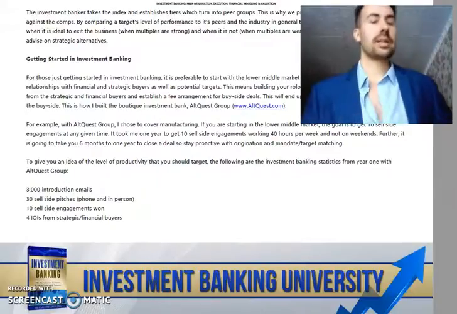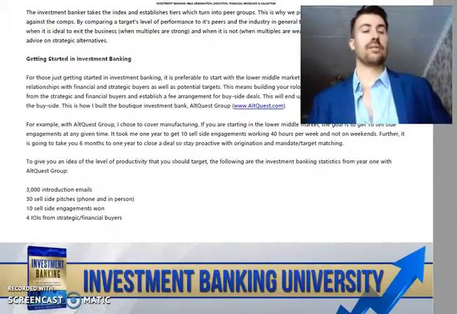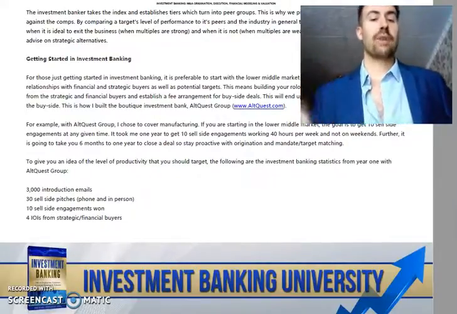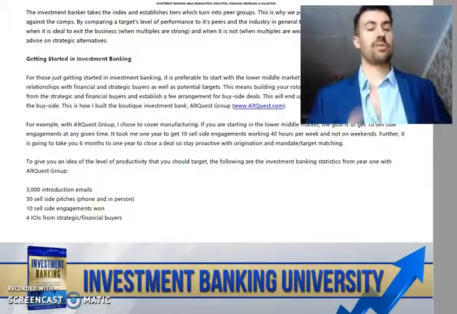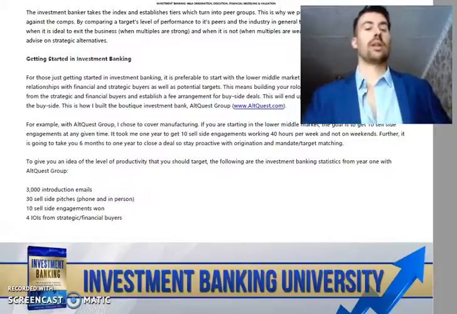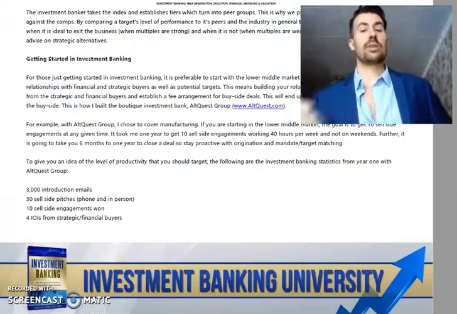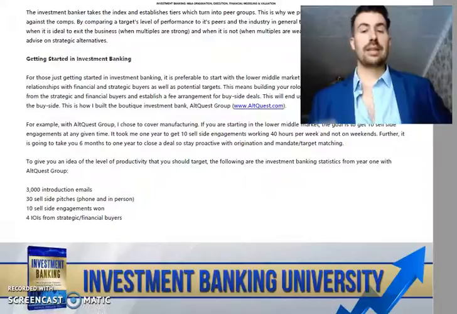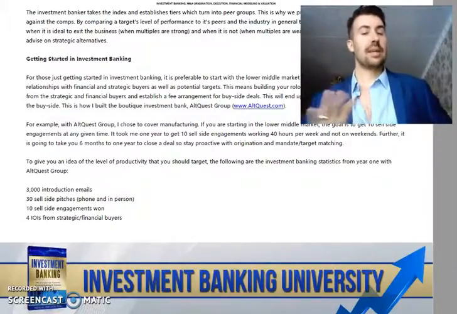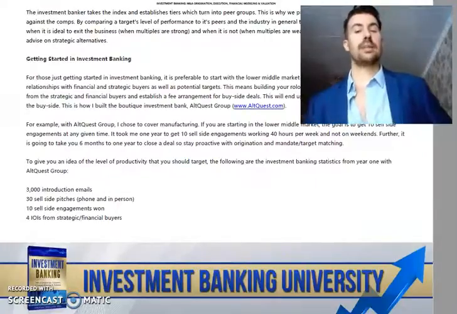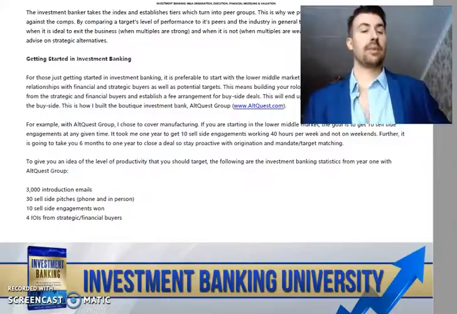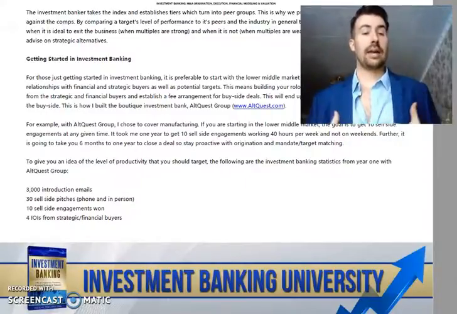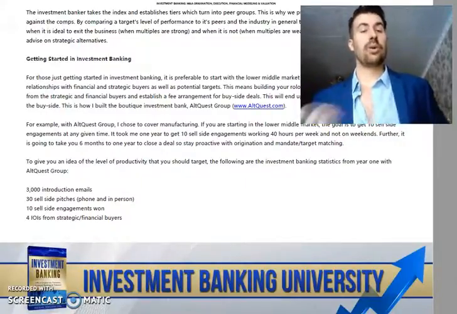So in terms of just getting started in investment banking, it's preferable to start with the lower middle market and middle market, building relationships with financial and strategic buyers as well as potential targets. This means building your Rolodex, obtaining the investment mandates from the strategic and financial buyers, and establishing a fee arrangement for buy-side deals. This will end up being the layman scale for the fee on the buy side. This is how I built the boutique investment bank, AltQuest Group.